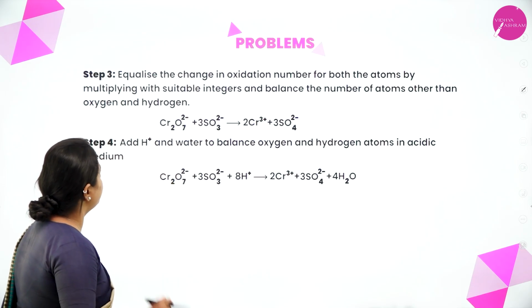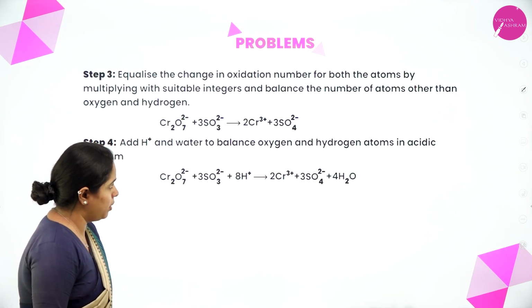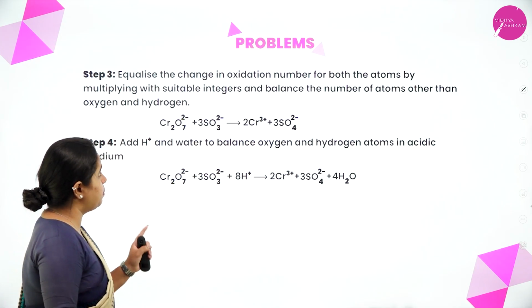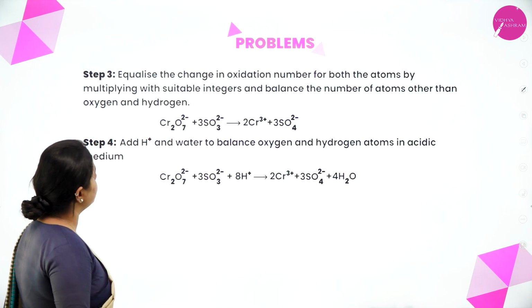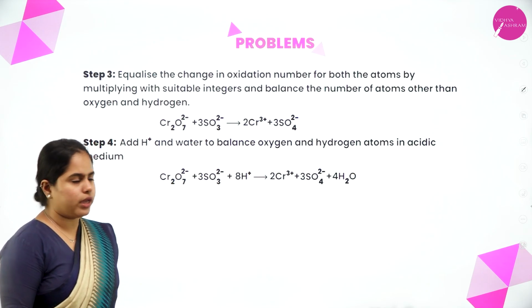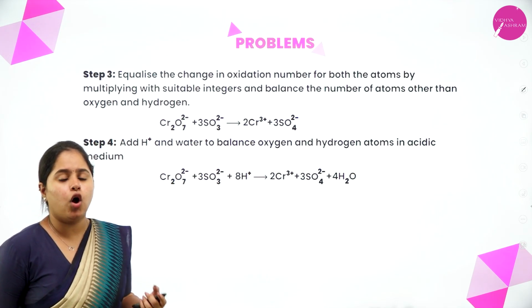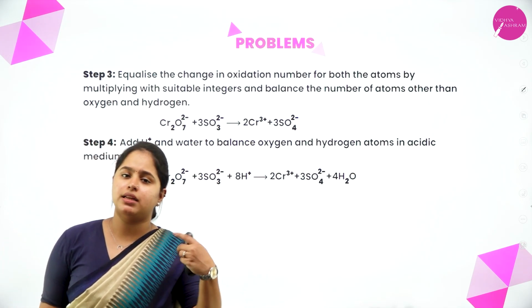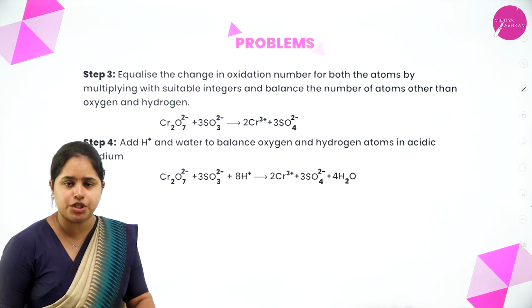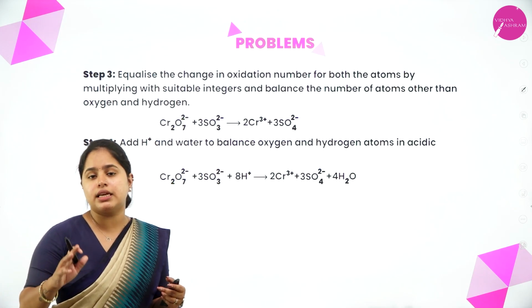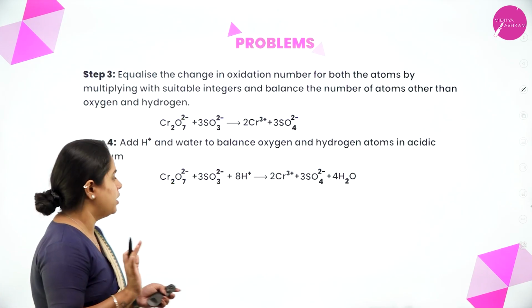Now moving on to the next step, equalize the change in oxidation number for both the atoms by multiplying with suitable integers and balance the number of atoms other than oxygen and hydrogen. Before balancing oxygen and hydrogen atoms, we need to balance other atoms. So before that, we have to multiply with a suitable integer so that the total decrease and increase in oxidation number must be same. So what does that mean?